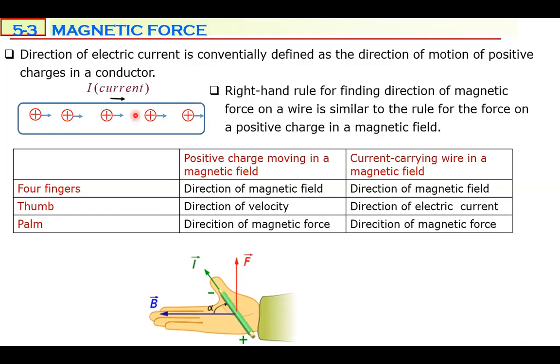Because remember, when we were talking about the charged particle, the four fingers represent the magnetic field lines. The thumb represents the direction of the velocity of the particle, also the direction of the electric current. The palm was the force acting on a positive charge. Also, the palm points the force acting on the electric current carrying wire. So it is the same as the positive charge given in the previous title.